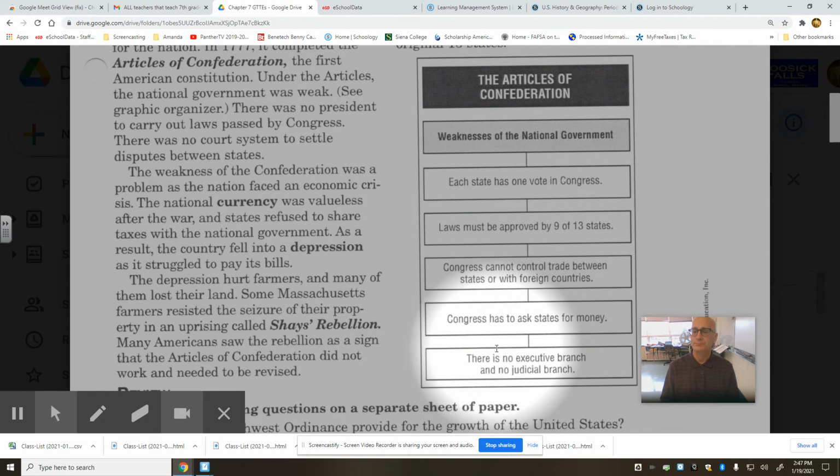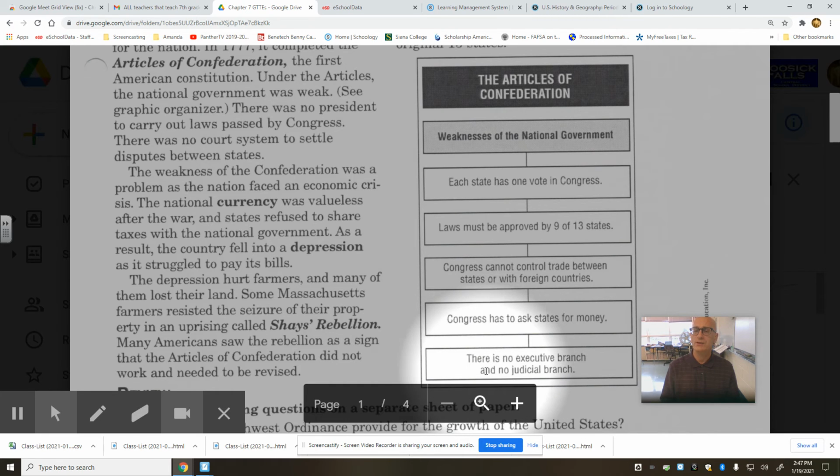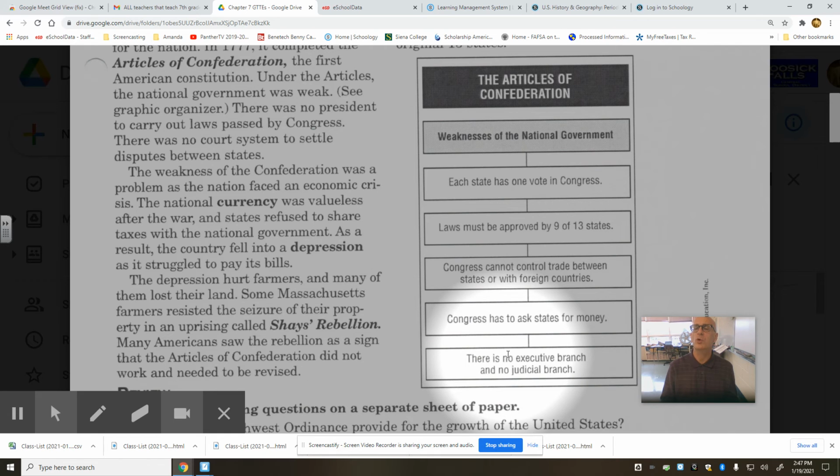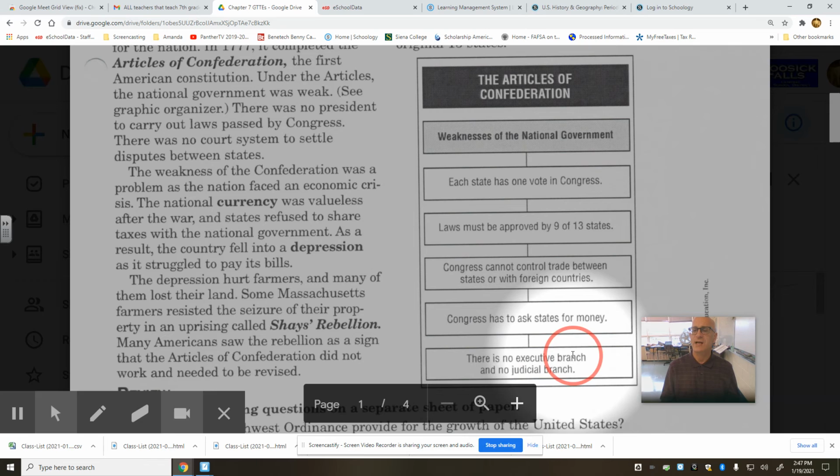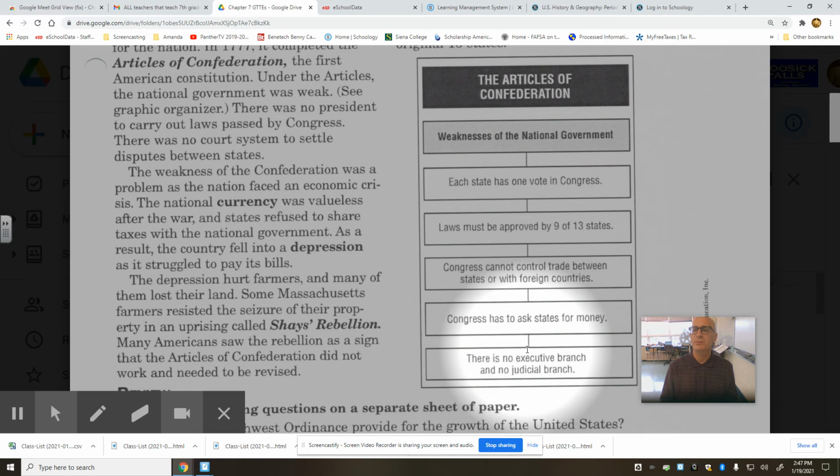And also, under the Articles, there is no judicial branch of government and no real executive branch of government under the Articles as well. There was no federal court system, and there was no national leader under the executive branch of government. States had executives, states had governors at this point, but there was no national leader heading the executive branch.